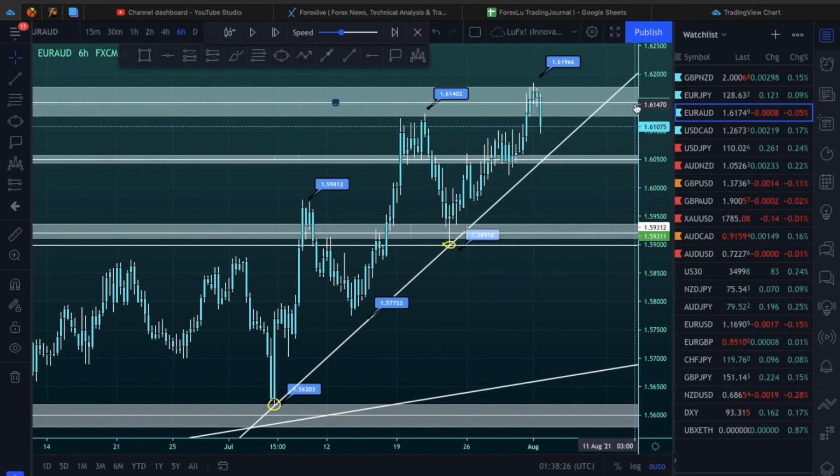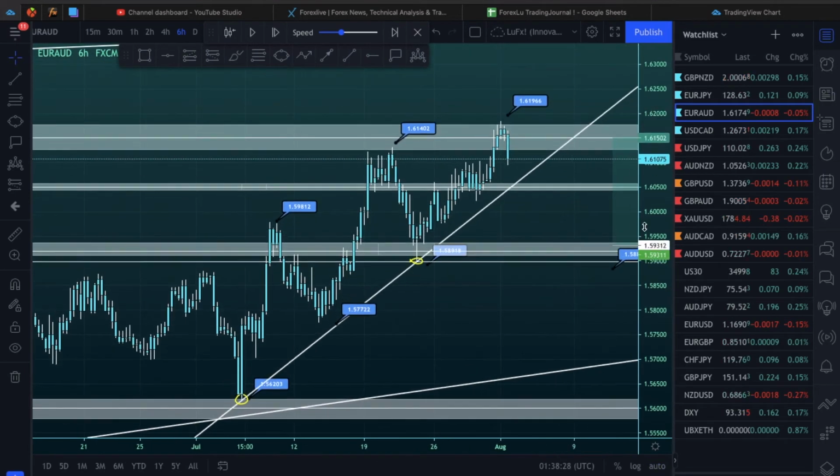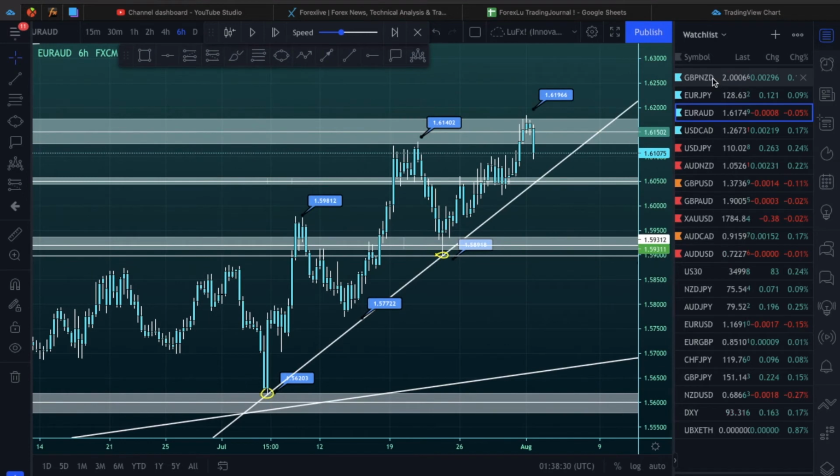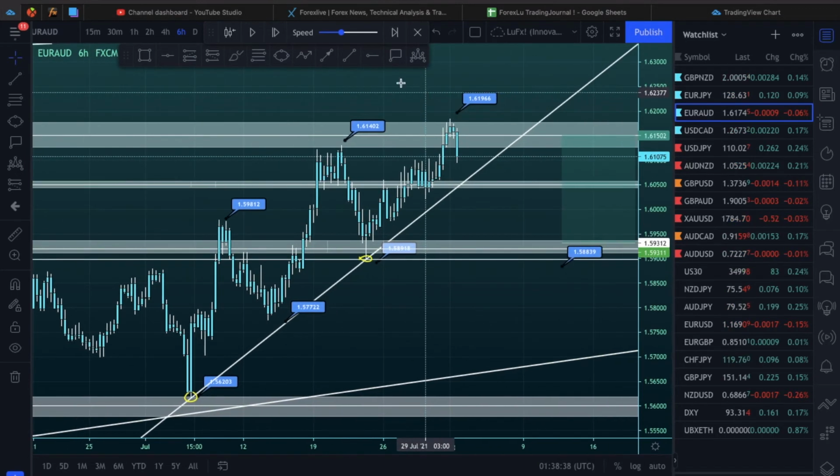Anyways, we're only forming higher highs and higher lows. So we're looking for buys, right? Just like the GBP/NZD trade, this is the same thing as in this year trade, right? So we're going to see what happens with price on this third touch.